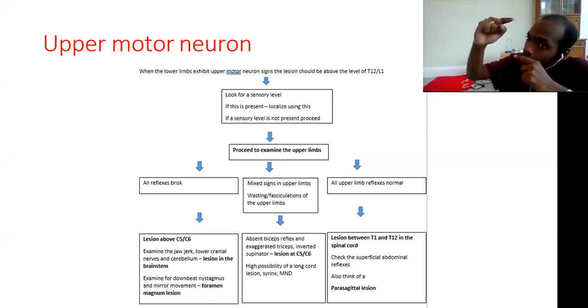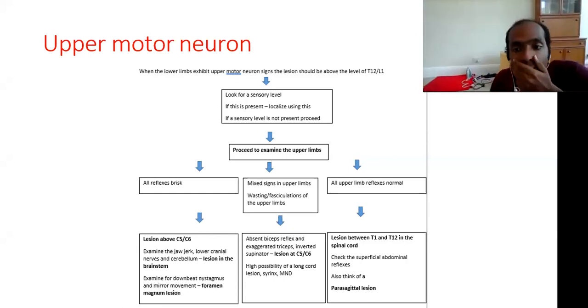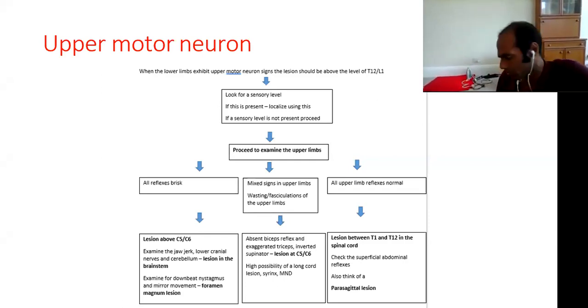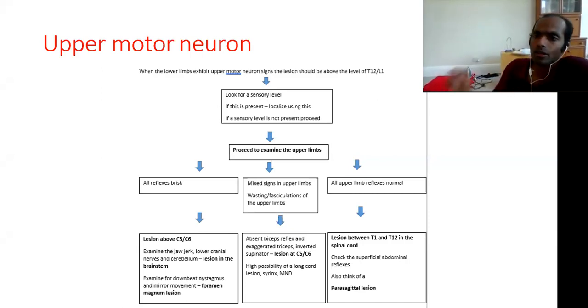Around the foramen magnum level, if there is a lesion there are characteristic signs, two signs: downbeat nystagmus and mirroring of movement, which you can examine and see. Then the next thing is you examine the upper limb reflexes, this middle part. Biceps reflex absent, triceps is exaggerated, and you get the inverted supinator reflex. If you get that combination, we know the lesion is exactly at C5 and C6.